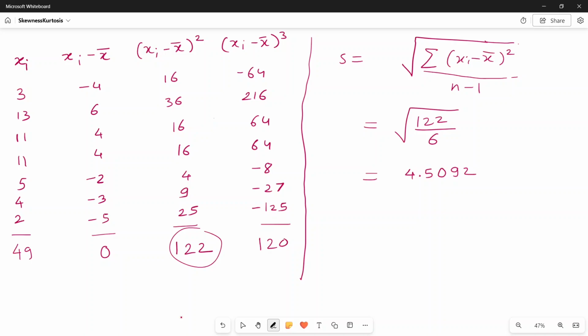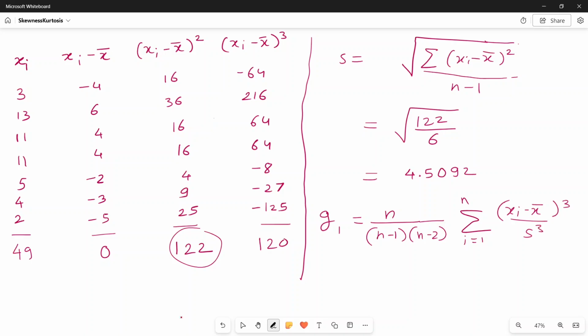Okay. And now finally, we are in a position to calculate the sample skewness, which is sometimes also indicated by G1. And this is n upon n minus 1 into n minus 2, summation i goes from 1 to n, xi minus x bar cube, divided by S cube, or you can take everything inside anyways.